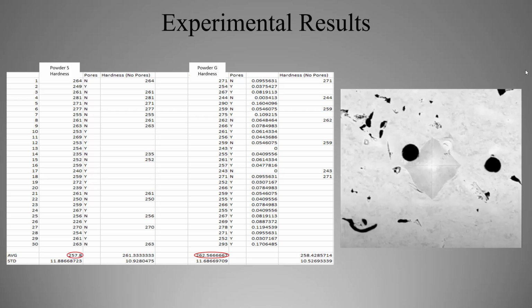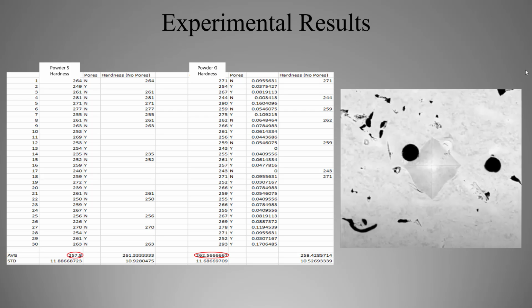Hardness is resistance to plastic deformation. If the hardness value is higher, that means that particular spot did not deform as much. On the other hand, if it is a lower value, then that spot was more deformed than the others. Pores affect the hardness values significantly.